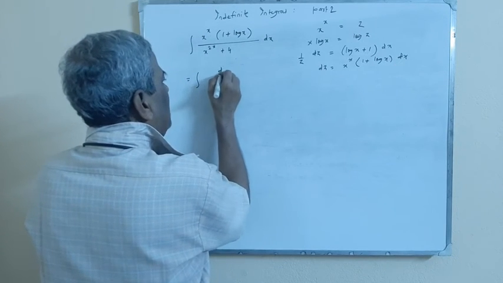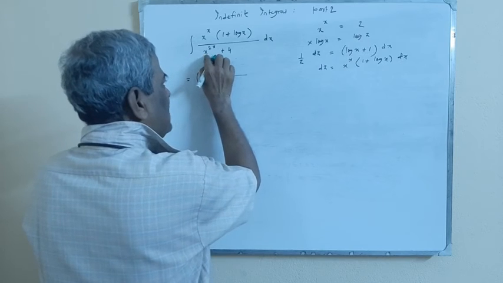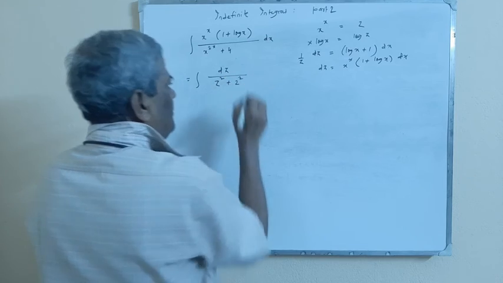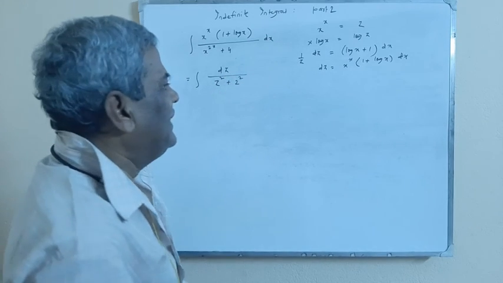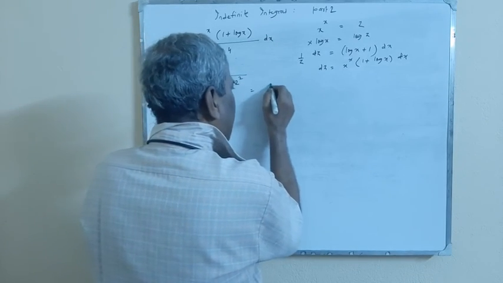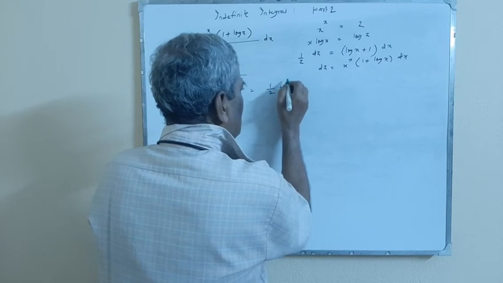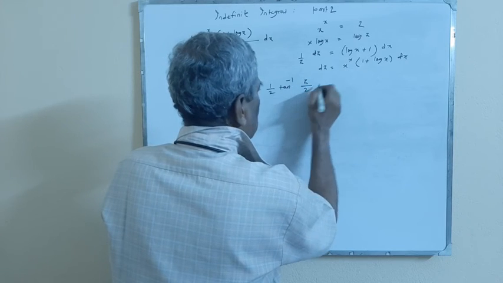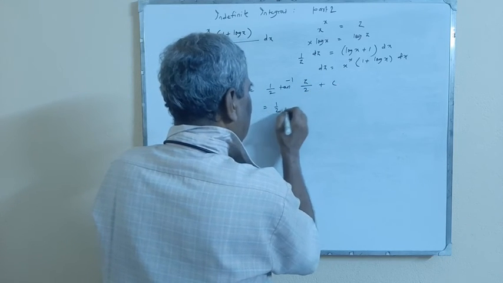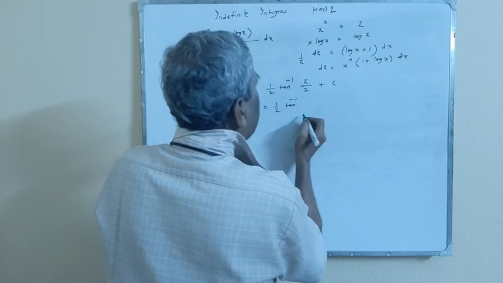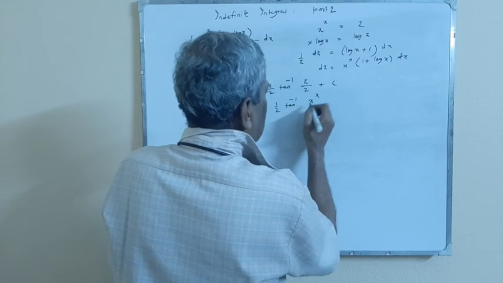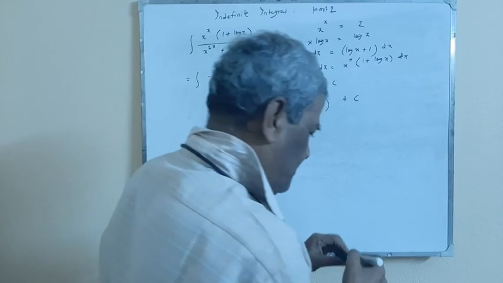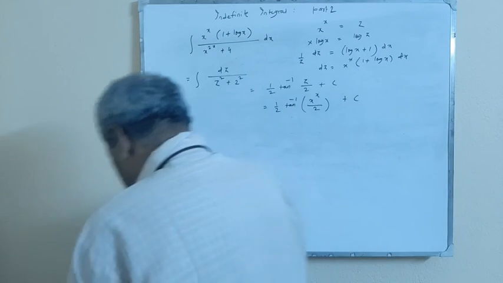So that dz by this, x to the power x whole square means z square plus 4, that is 2 square. It's a standard form and its formula is 1 upon a tan inverse z by a. Here a is 2, plus c. So half tan inverse of x to the power x by 2 plus c. This is the answer. Next problem.